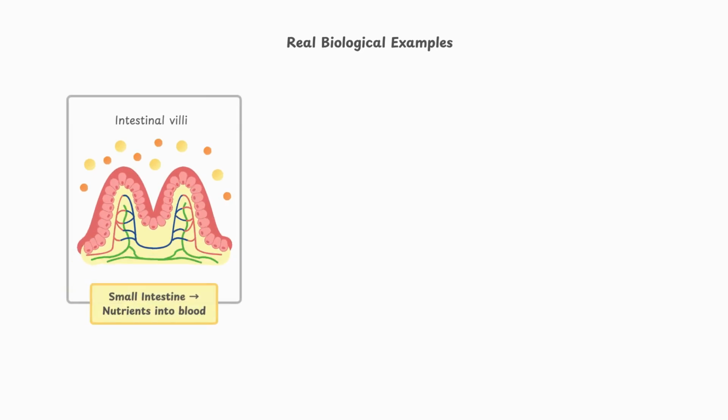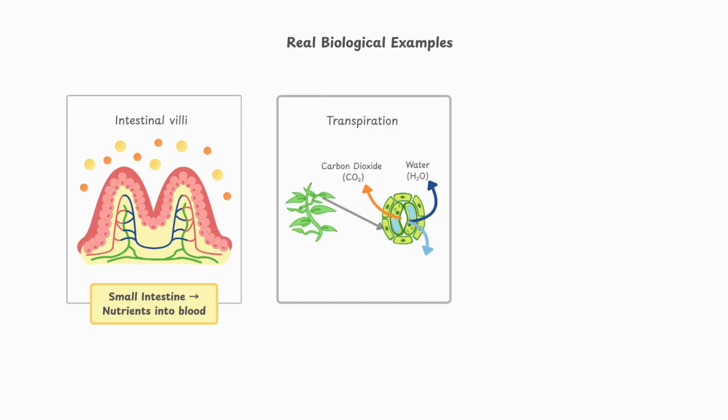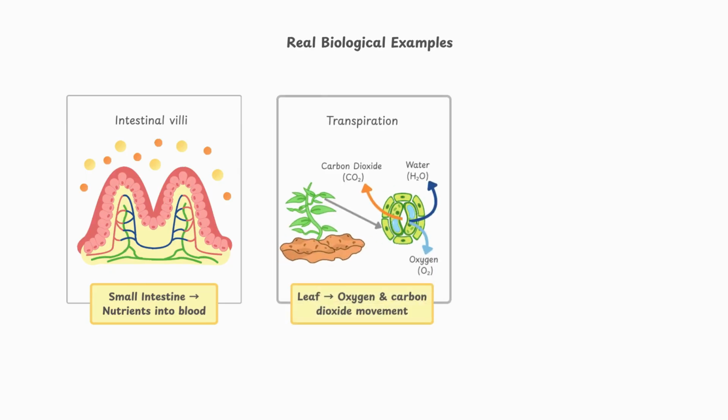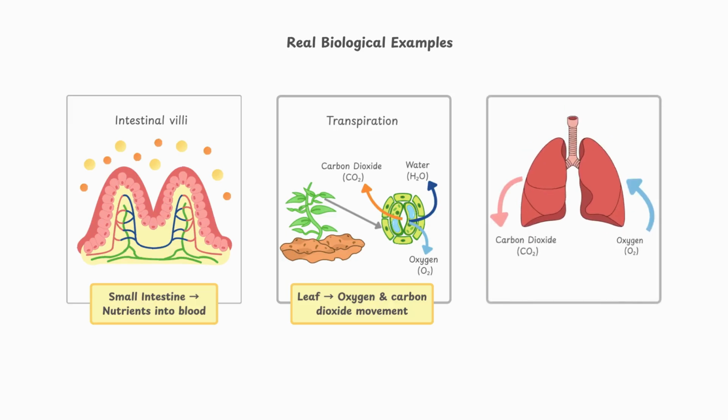In the small intestine, glucose and amino acids diffuse from the lumen into the blood in the villi. In leaves, oxygen diffuses into mitochondria for respiration, and carbon dioxide diffuses into chloroplasts for photosynthesis. During transpiration, water vapor diffuses out through stomata. In the lungs, oxygen diffuses from the alveoli into the blood, while carbon dioxide diffuses out.